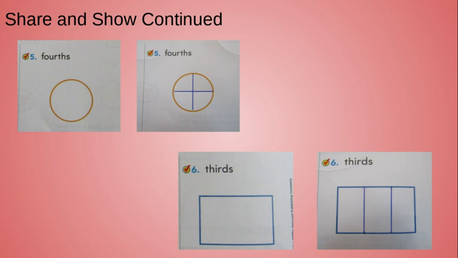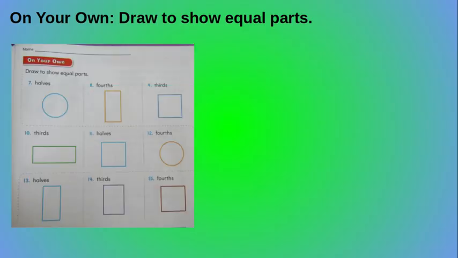Let's take a look at the on your own section. Again, the directions say draw to show equal parts. So for each of these shapes, make sure you read what they would like you to divide them into. Is it halves, thirds, or fourths? And remember, there can be more than one right answer. So go ahead, hit pause, complete numbers 7 through 15, and when you're ready to check your work, hit play. Remember, my answers might not be the same as yours, and that's okay. Go ahead and hit pause.